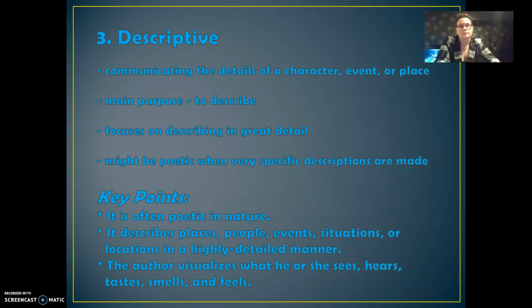The key points: it is often poetic in nature. It describes places, people, events, situations or locations in a highly detailed manner. The author visualizes what he or she sees, hears, tastes, smells and feels. For example, if you're writing about a trip that you made, a vacation, then you might want the reader to feel what you felt. And then you can use the descriptive writing.